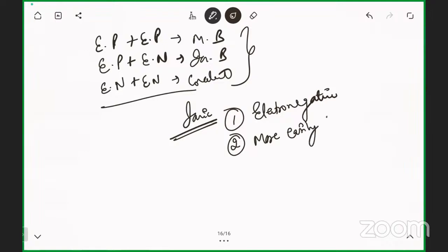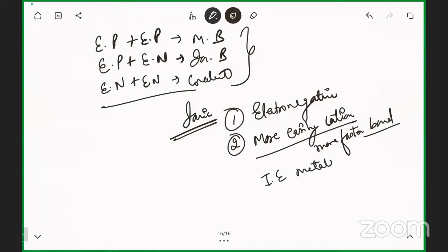The more easily the cation forms, the faster the bond will form. Am I right? The more easily the cation will form, the faster will be the bond. It means the ionization energy of the metal must be less, and the ionization energy of the non-metal must be more, or you can say electron affinity.